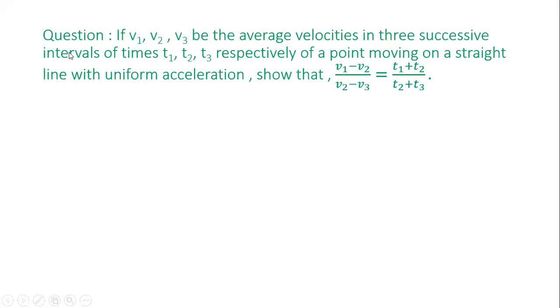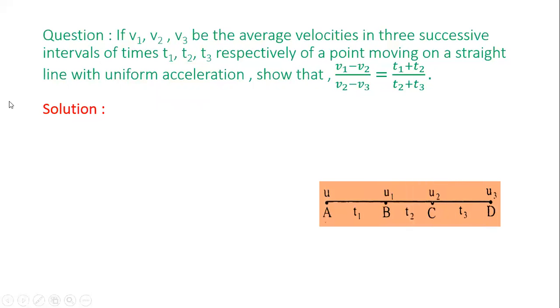Now we discuss another problem from chapter 9C. If v1, v2, v3 be the average velocities in 3 successive intervals of times t1, t2, t3 respectively of a point moving on a straight line with uniform acceleration, then show that (v1 minus v2) by (v2 minus v3) equals (t1 plus t2) by (t2 plus t3).